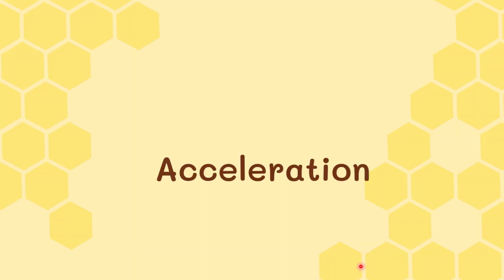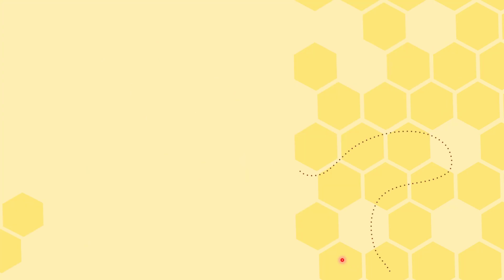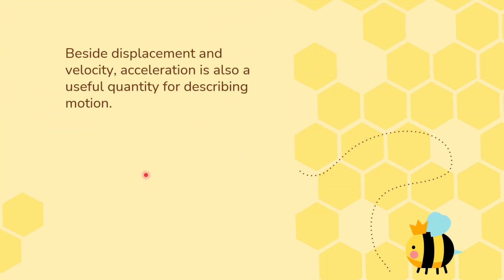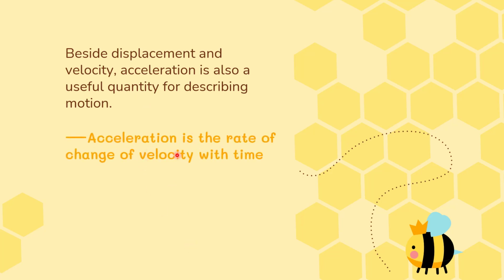The last part is acceleration. Besides displacement and velocity, acceleration is also a useful quantity for describing motion. Acceleration is the rate of change of velocity with time. Later, we will abbreviate it as a, which is obtained from dv/dt, or the second derivative of s, the displacement.